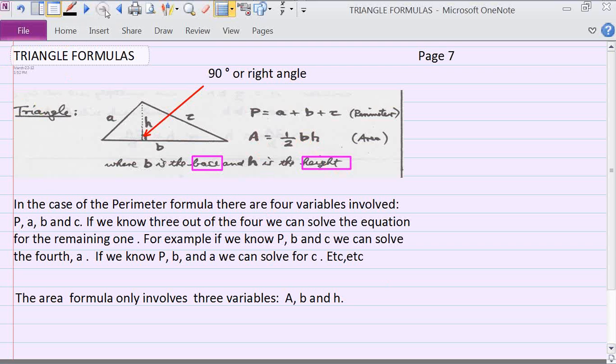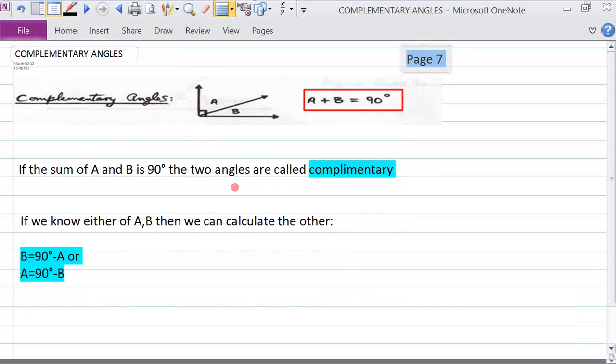We're going to see how we can use this information when we do examples later on. Okay, so complementary angles. Here again, we have a 90-degree angle formed between this line and this line. Complementary angles are angles that sum to 90 degrees. So A plus B equals 90 degrees.